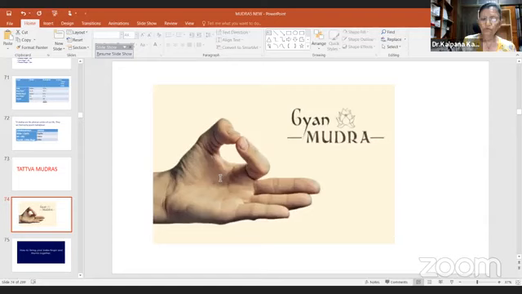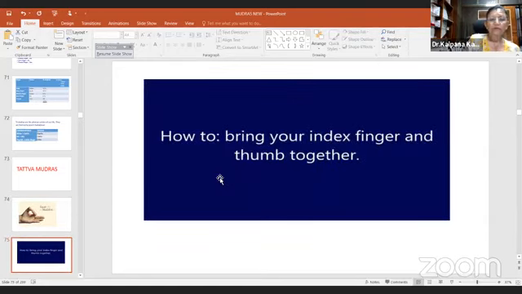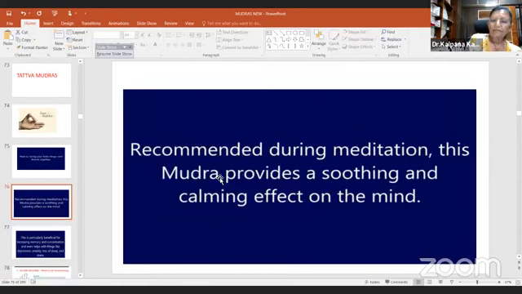See in the picture when you have it, beautifully done. So it is to bring the index finger and the thumb together, right? This is recommended during meditation.